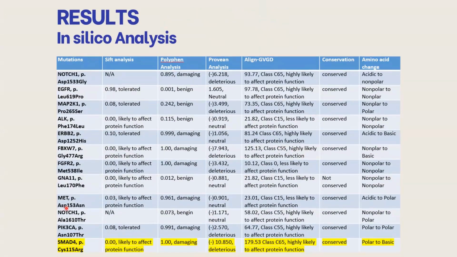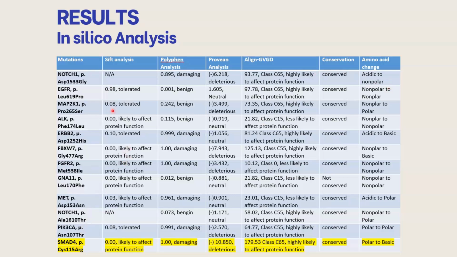Okay, so the results here in the in silico analysis that I showed you, when I told you that the targeted panels did not give me any pathogenic or likely pathogenic variants, and these are the VUSs generated, I used various in silico tools: SIFT analysis, PolyPhen analysis, Provean, Align GVGD, and then the conservation was confirmed using Clustal Omega, because if the area is not conserved, we can't consider it a true variant, as you know. And then also the amino acid change was studied.